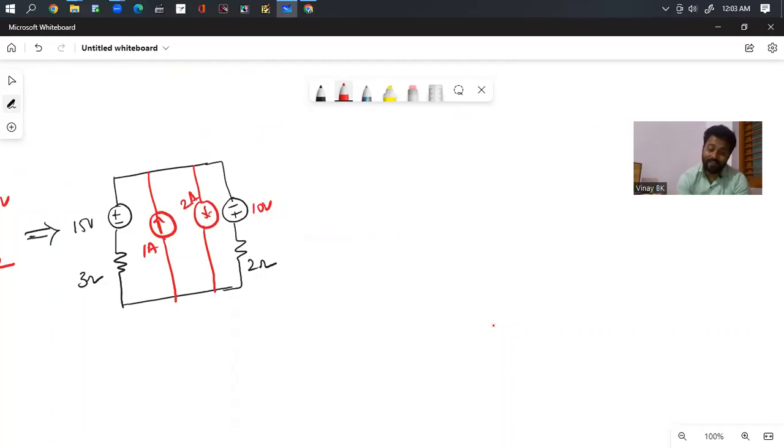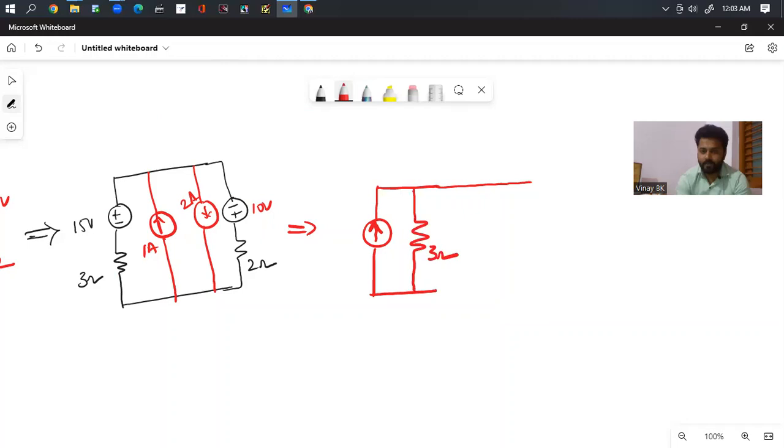The practical voltage sources are transformed into current sources, then the circuit will be like this. What is the direction of current? Minus to plus. Minus is the lower end, plus is the upper end, like this. This current source is connected in parallel with the same value of resistance, that is the 3 ohm resistor, and again we have 1 ampere upward, then 2 amperes downward.